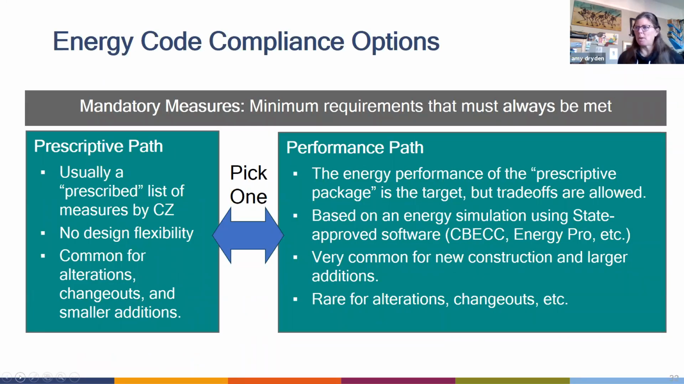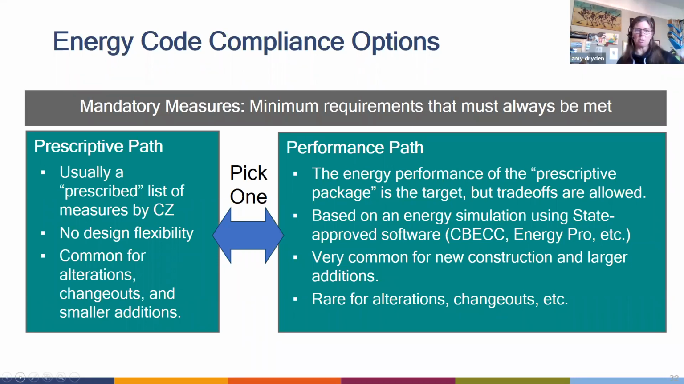So I put this up, one, as a reminder, and two, as we talk about the approaches, there are different requirements for performance versus prescriptive. First off, mandatory measures always must be met. We'll look at a couple of those, but my go-to example is pipe insulation, right? Doesn't matter what you're doing, you're going to make sure you meet the minimum pipe insulation requirements in the code. But after that, I can make the choice depending on my project scope.